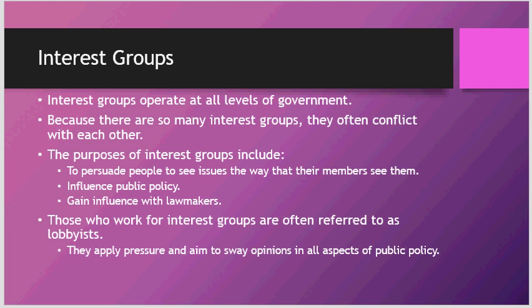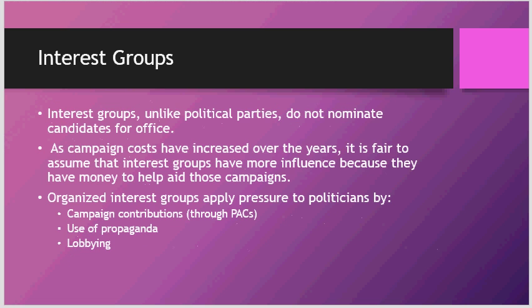Those who work for interest groups are often referred to as lobbyists. They apply pressure and aim to sway opinions in all aspects of public policy. Interest groups, unlike political parties, do not nominate candidates for office, but they can endorse them. So plenty of candidates have endorsements from very large interest groups, which tell all of their members that this is who they would like them to vote for.